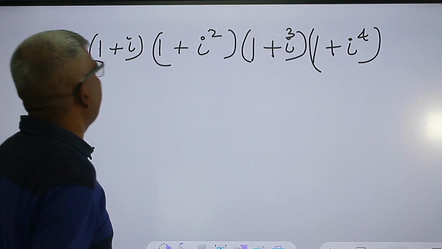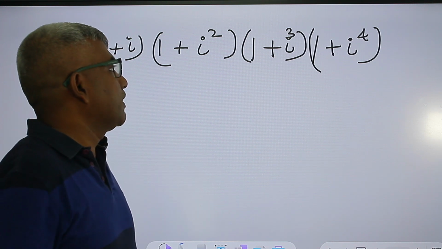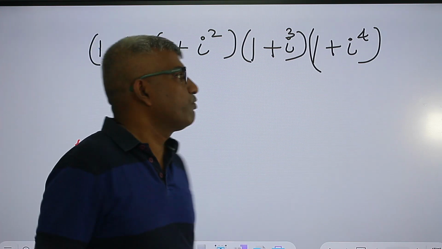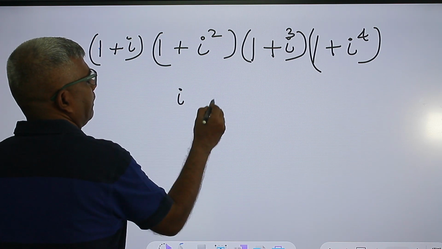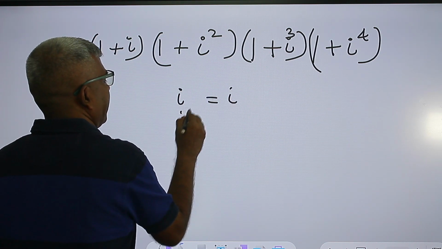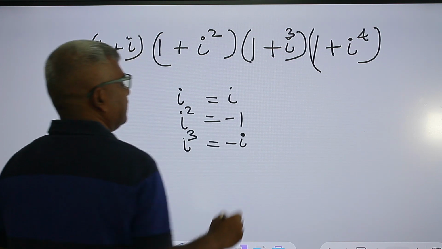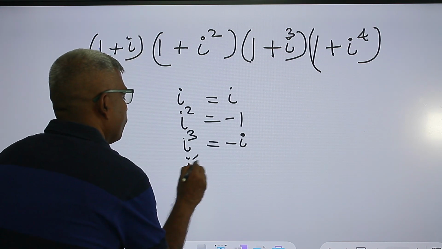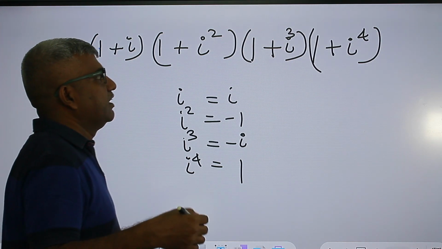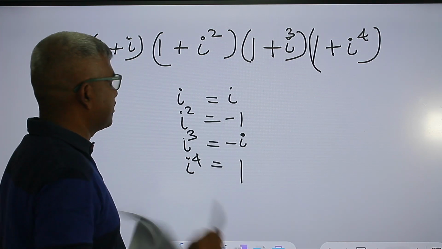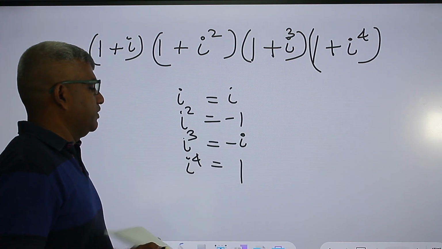What is the value of the product of 1 plus i, 1 plus i squared, 1 plus i cubed, 1 plus i power 4? First you may know i is i only, i squared is minus 1, i cubed is minus i, i power 4 is 1. This value you have to memorize always. Wherever you see i squared, it is minus 1, i cubed is minus i, i power 4 is equal to 1.